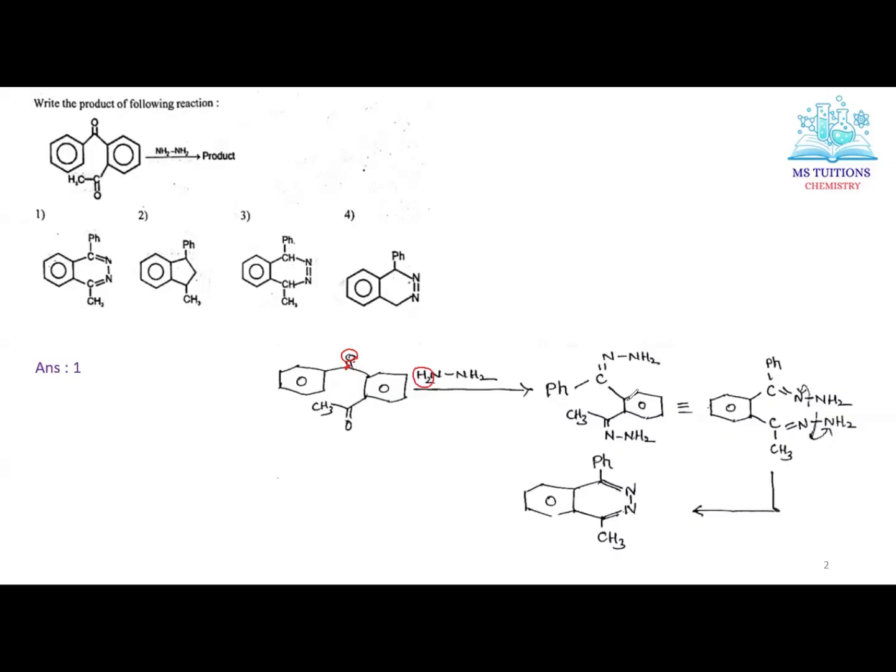So same compound, just by changing the positions of methyl and NNH2 I have written, but both are the same compounds here. So here from here NH2 is going out, here minus will come, here plus will come. So whenever this bond is breaking, here minus and plus. So plus and minus new bond will be formed here. So this is the final product. Option 1 is the correct answer.